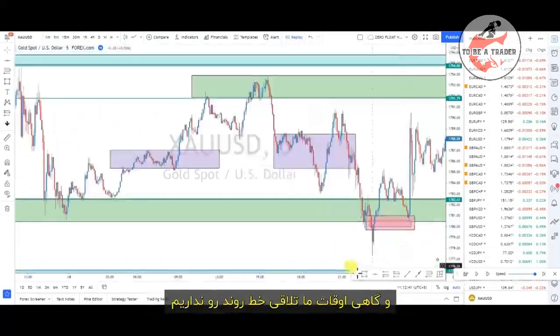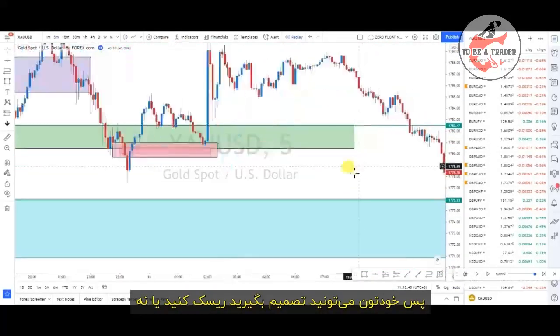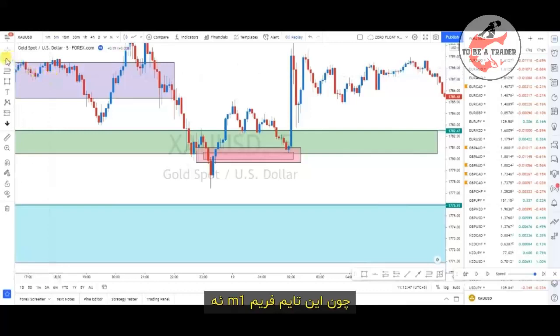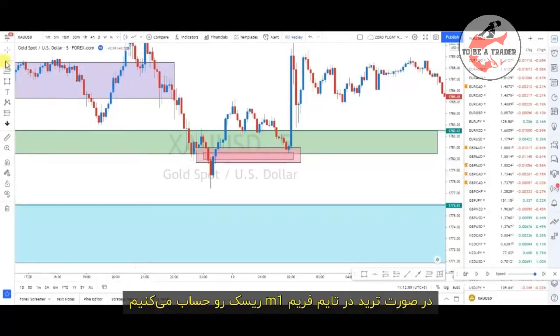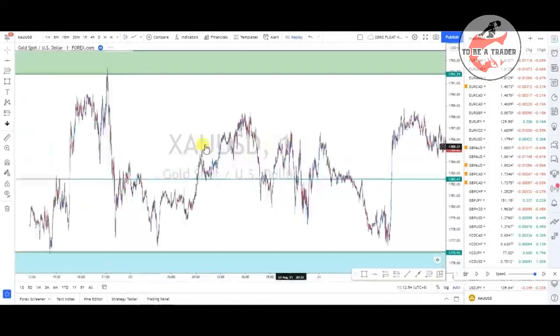And then somehow we don't have any trend line confluence. So you can decide whether you want to risk it or not. Since this is an M1 time frame, let's calculate the risk, if we trade on the M1 time frame. So we calculate our risk.